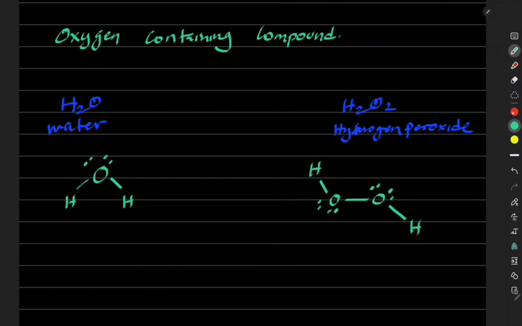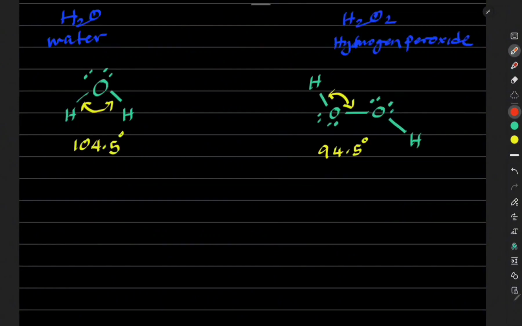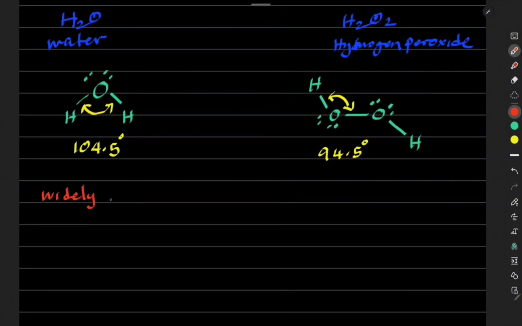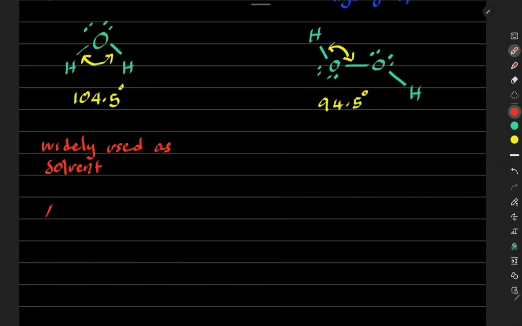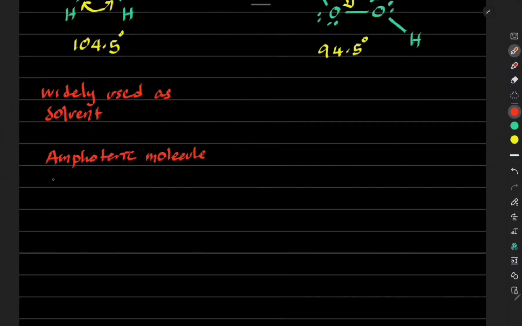What is the angle between the bonds in water? It is 104.5 degrees. What is the angle between the bonds of hydrogen peroxide? It is 94.5 degrees. Water is widely used as a solvent, and we can consider water an amphoteric molecule because it shows acidic and basic properties. It can act as acid and base, therefore we call it an amphoteric molecule.